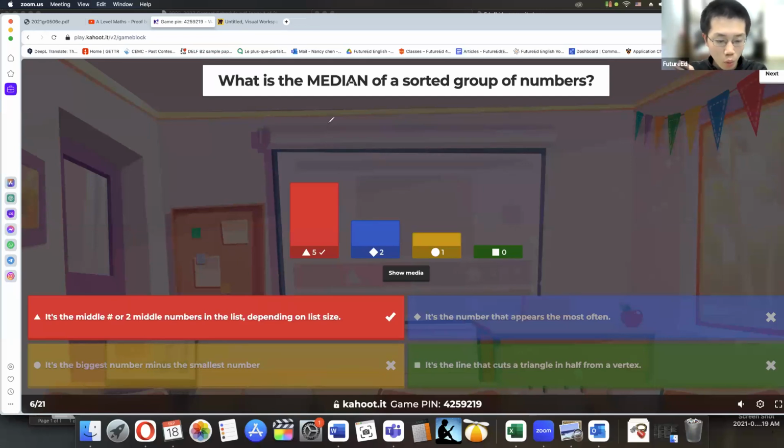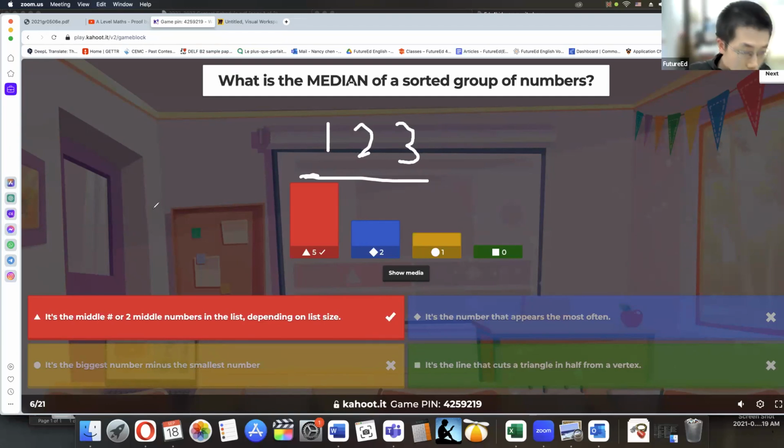But let's say I took 1, 2, 3, and 6 again. Oh, actually, let's just take 1, 2, and 3. And I put this list in increasing order. And what's the middle number in this list? Can someone tell me what the middle number is? So, Kevin, correct. So the middle number is indeed 3.